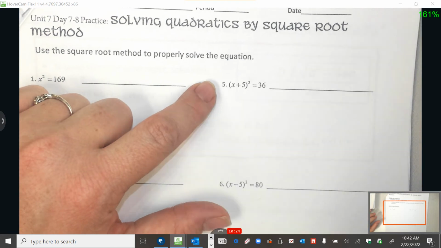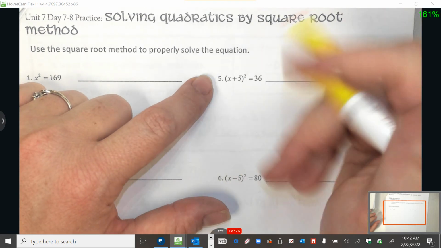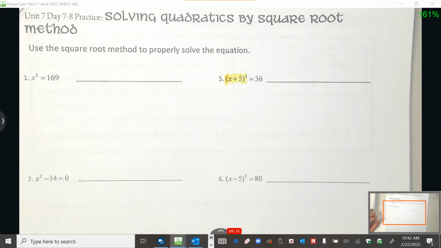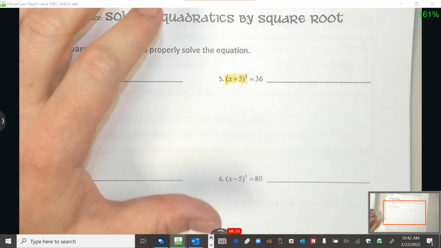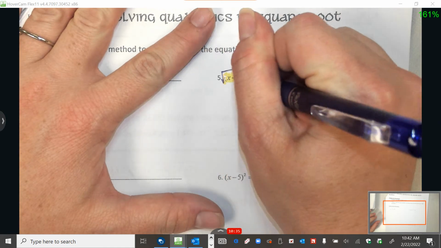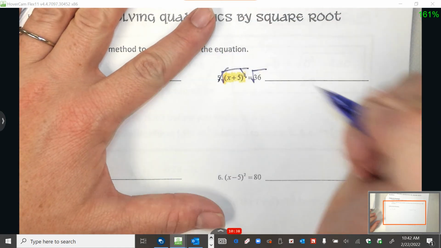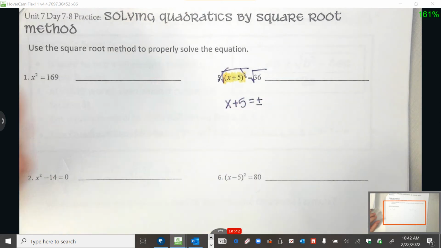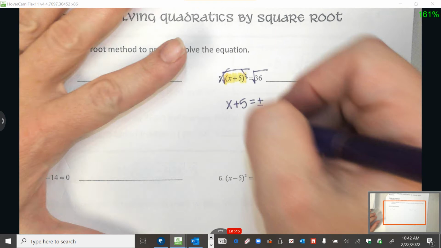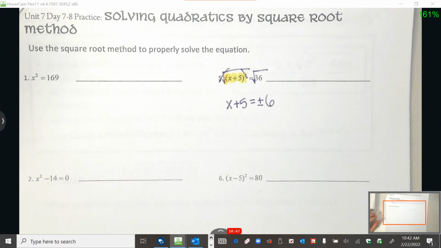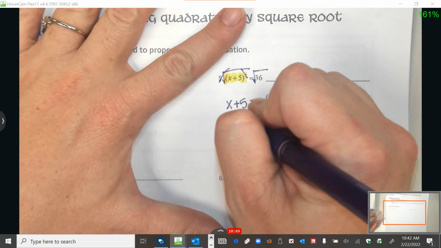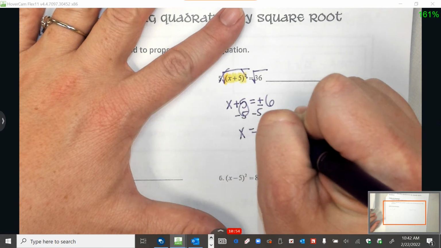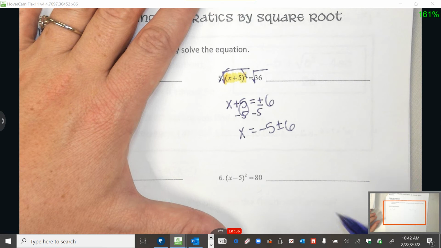But first off, whoop, upside down, is what's squared alone? Yes, so what's my first step? Square root both sides. So the square root cancels the square and I get x plus 5 equals a positive or negative. Well, what's the square root of 36, y'all? 6. It's a whole number. So when I subtract 5 from both sides to get my x by itself, I get x equals negative 5 plus or minus 6.